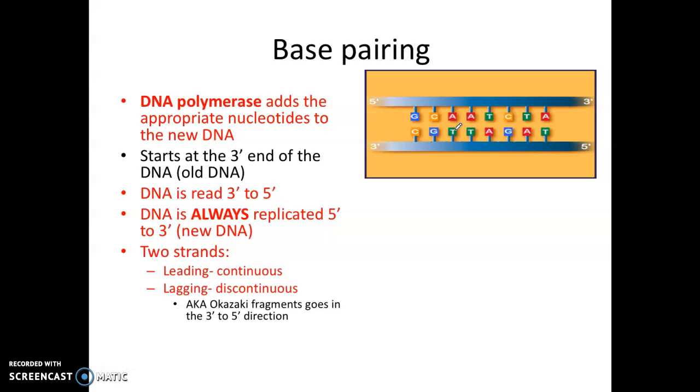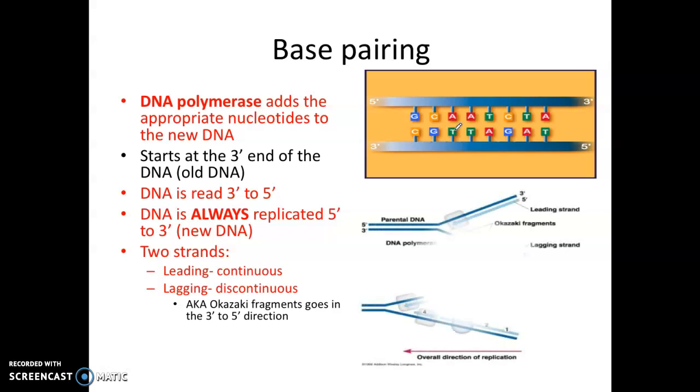So at our old DNA, we're starting at the 3' prime, but remember DNA is going to be read 3' to 5', and it's always replicated 5' to 3'. So we're going to have 2 strands because obviously you have a lot of DNA and this is going to take forever. So we have a leading strand, which means it's just going to do one very long continuous strand from the beginning of the origin of replication to right before the next origin of replication. And then you're going to have a lagging strand that chunks it up a little bit. And then we're going to have other enzymes come in and plug it all up and make sure it's okay.